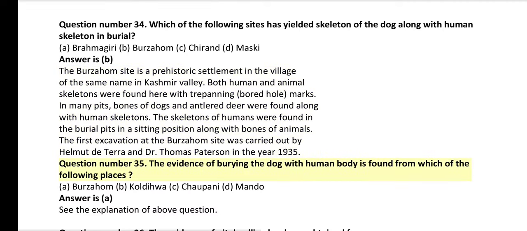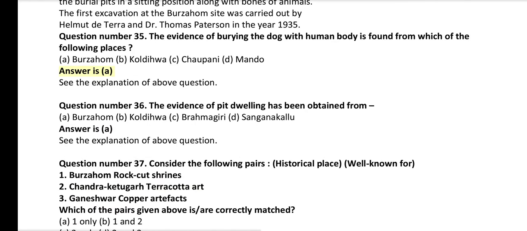Question number 35. The evidence of burying the dog with human body is found from which of the following places? A. Burzahom, B. Koldihwa, C. Chopani Mando, D. Mando. Answer is A. See the explanation of above question.